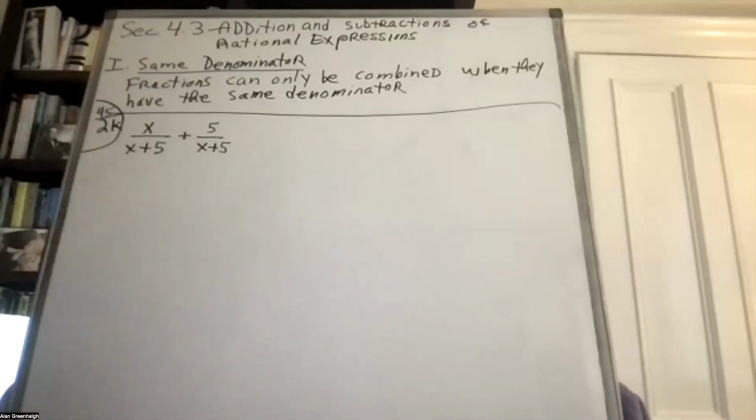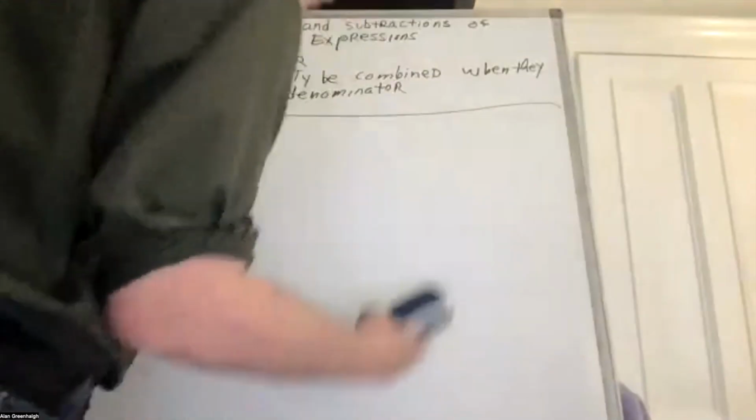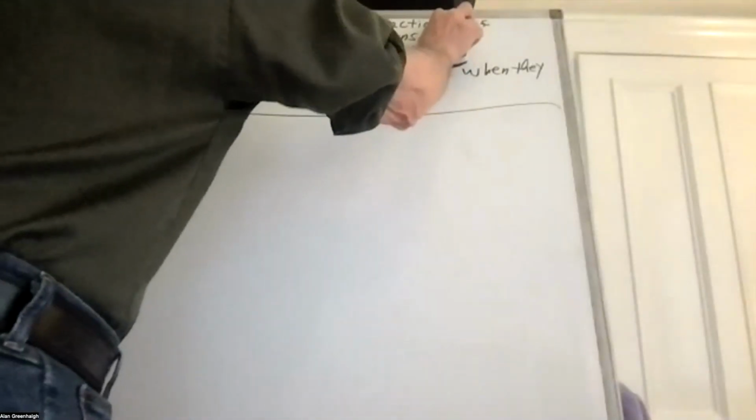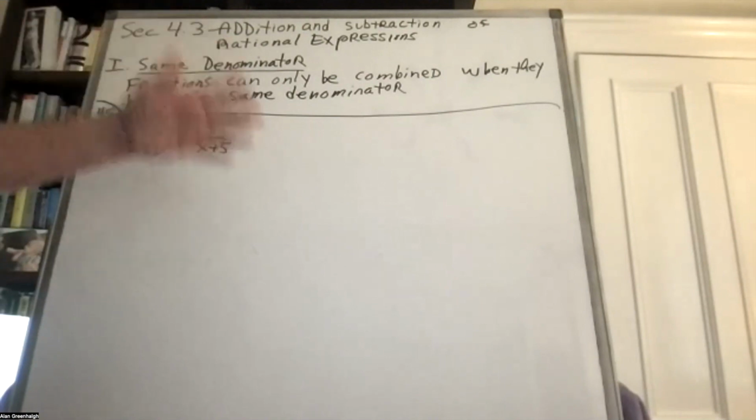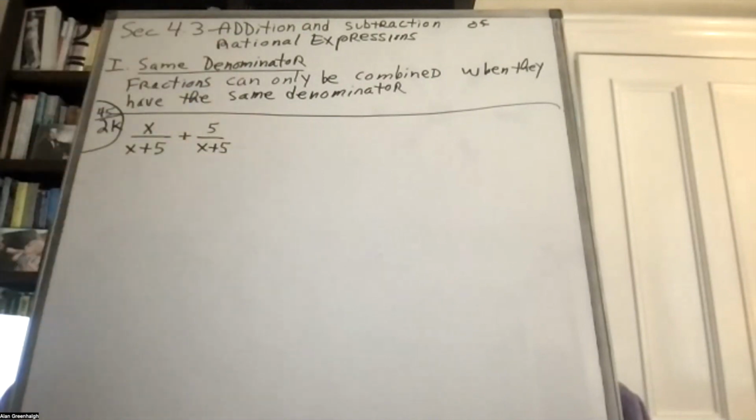We are now going to take a look at section 4.3, addition and subtraction. Addition and subtraction of rational expressions. In other words, the addition and subtraction of fractions. Very important.